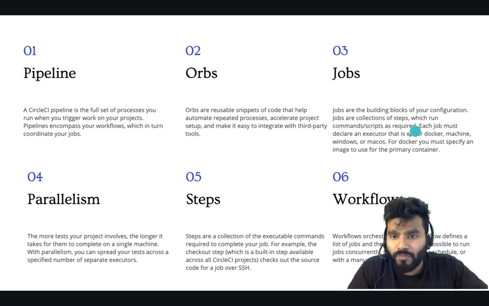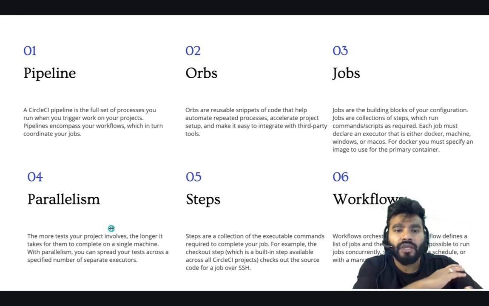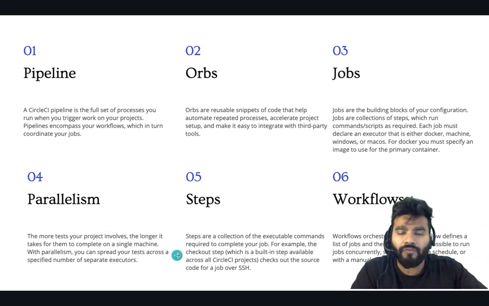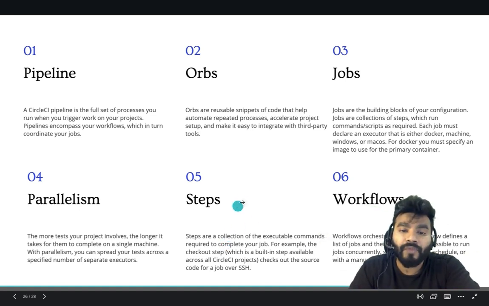Then you've got your jobs, which are the building blocks of your configuration. Jobs are collections of steps which run commands or scripts as required. Each job must declare an executor that is either a machine, a virtual machine, a Docker, or a Windows machine, could be anything. You've got a parallelism feature as well. The more tests your project involves, the longer they take, so it caches, and it could run things in parallel as well. That's another feature you get with a dedicated product like CircleCI.